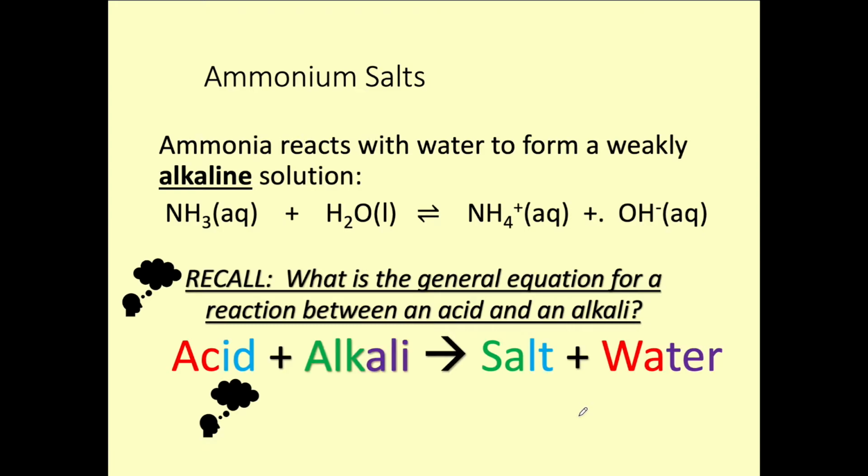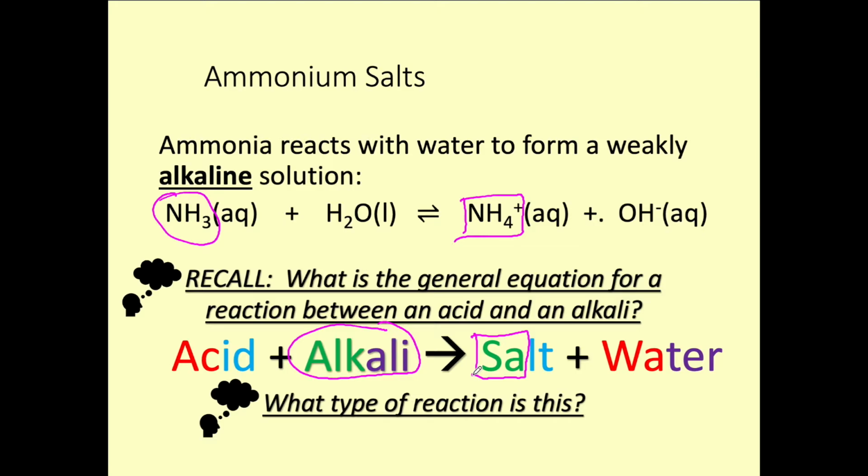So it is acid plus alkali goes to salt plus water. So our ammonia here will be acting as our alkali in our reactions to form ammonium salts. And so this NH4+ becomes our positive cation in that salt. And we'll look at those in a minute.